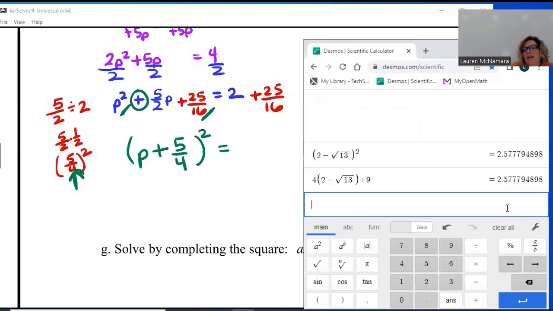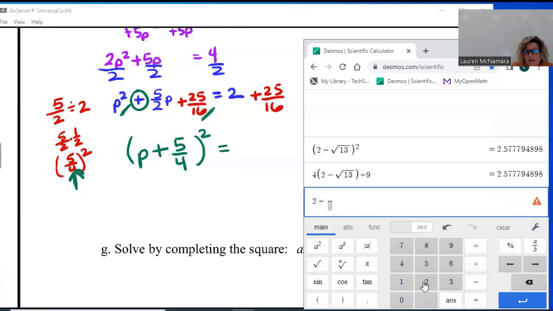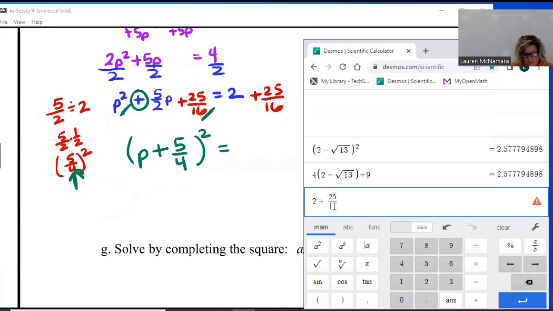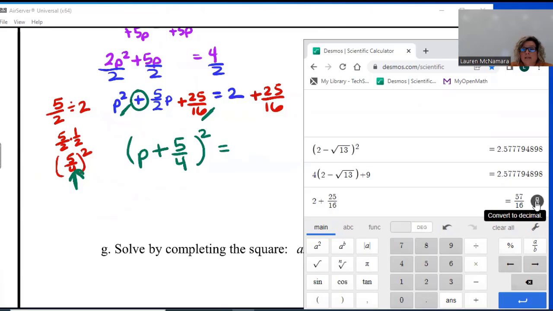So I'm going to do this in my Desmos, which is really kind of easy like that. Plus, make it into a fraction, 25 divided by, oops, I didn't mean to do that again. So back out. 25 divided by 16. Okay, so there's my 2 plus 25 divided by 16. Here's my decimal. I do not want a decimal. I just click that and it makes it into that fraction for me. So now I have 57 divided by 16.